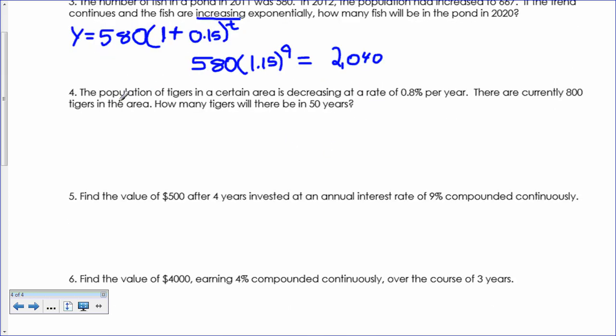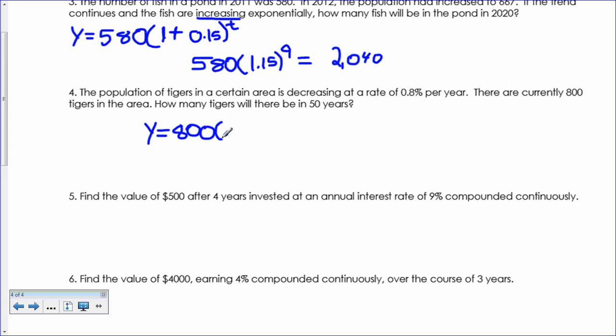This last one, the population of tigers in a certain area is decreasing at a rate of 0.8% per year. There are currently 800 tigers in the area. How many tigers will there be in 50 years? So the initial is right here. There are currently 800, so that means the initial is 800.